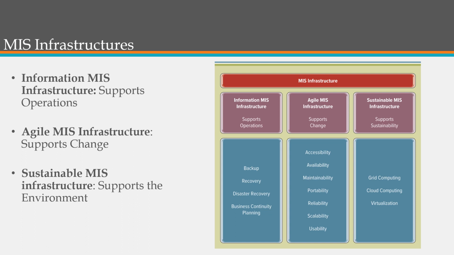An agile MIS infrastructure allows us to make changes. In today's very fast-paced business environment, agility is key to pivot in a direction we need to go to make the business stronger or to ensure that we have the right ability to change processes in our systems if needed to meet the demands of the business. We have accessibility, availability, maintainability, portability, and other types of frameworks that allow us to be more fluid in our business environment in today's agile structure.